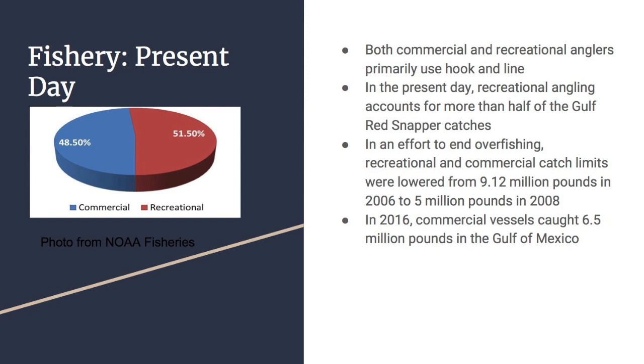In an effort to end overfishing, recreational and commercial catch limits were lowered from 9.12 million pounds in 2006 to 5 million pounds in 2008. In 2016, commercial vessels caught 6.5 million pounds in the Gulf of Mexico.